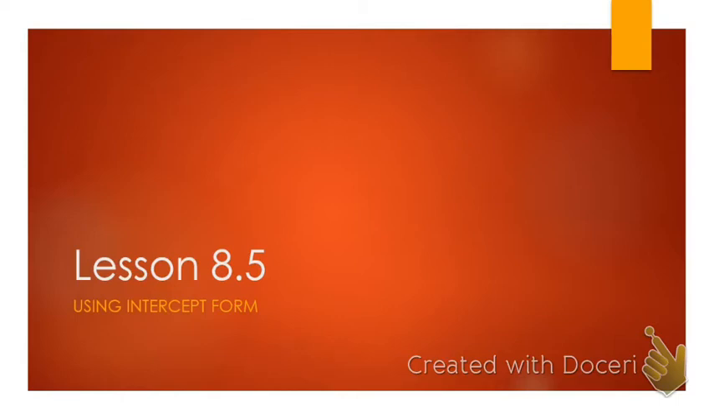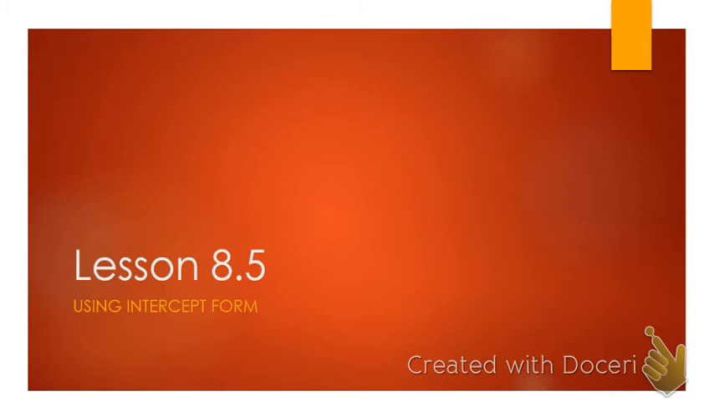The first form you learned in lesson 8.3 was the standard form. Does anybody remember the standard form of a quadratic equation? F of x equals ax squared plus bx plus c. Very good, all right? Yesterday we learned vertex form.